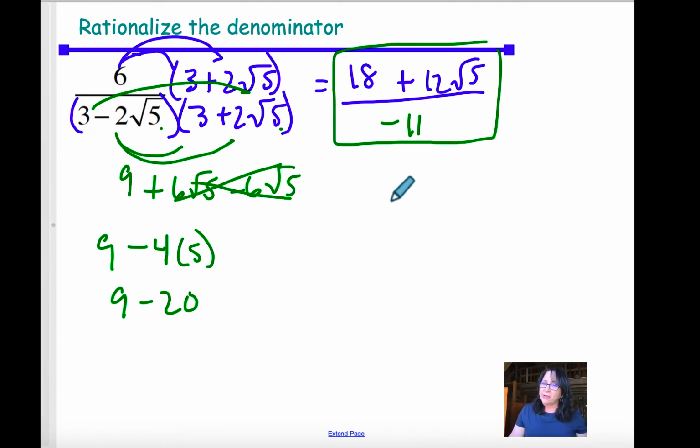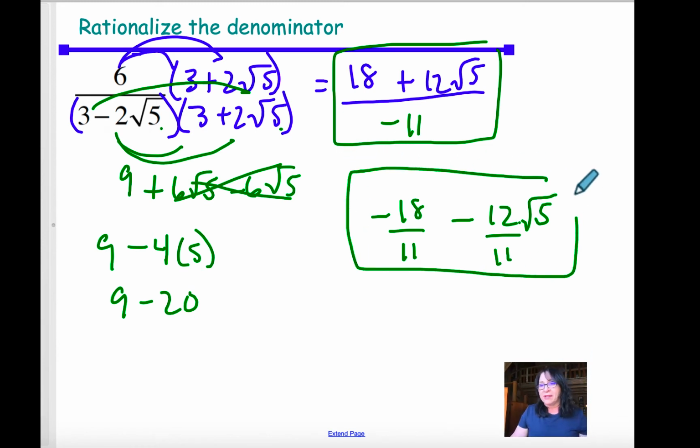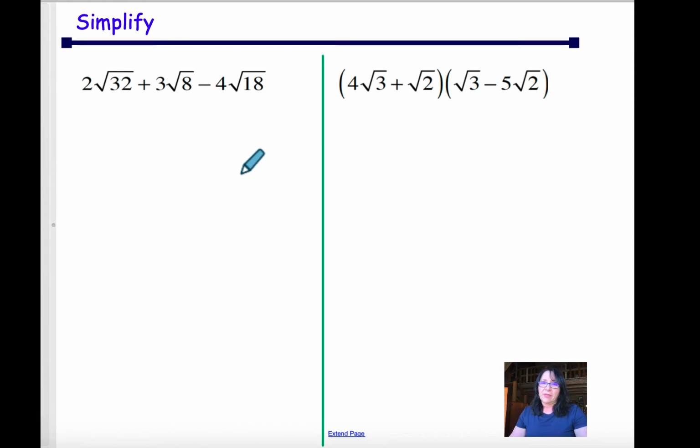I definitely can split this up. So like if you're taking one of those big tests, right, and you don't see this being an answer, you might see something like this. So negative 18 over 11 minus 12 over 11 root 5. See how I split the denominator up? That's the same answer, but it's just written a different way. For these problems here, just more practice, and if you know this, then move ahead.